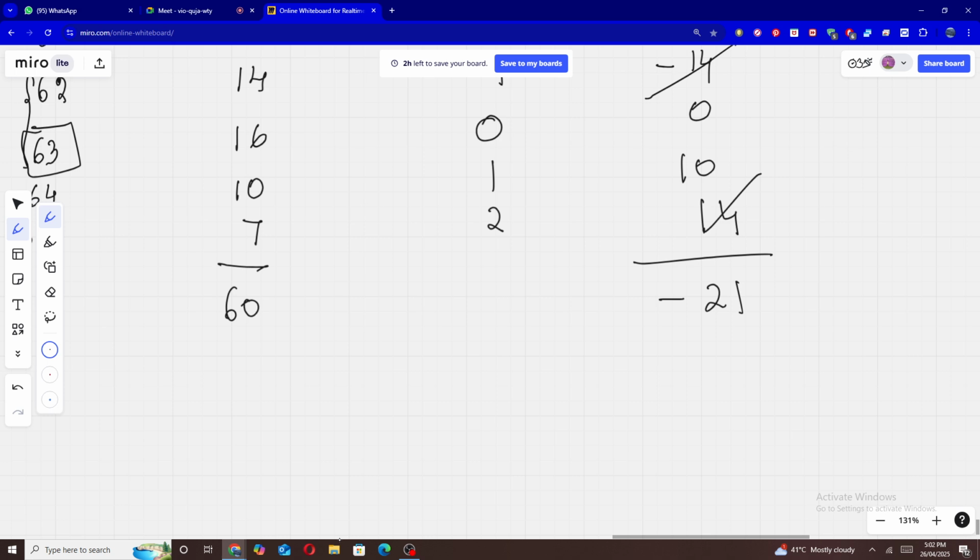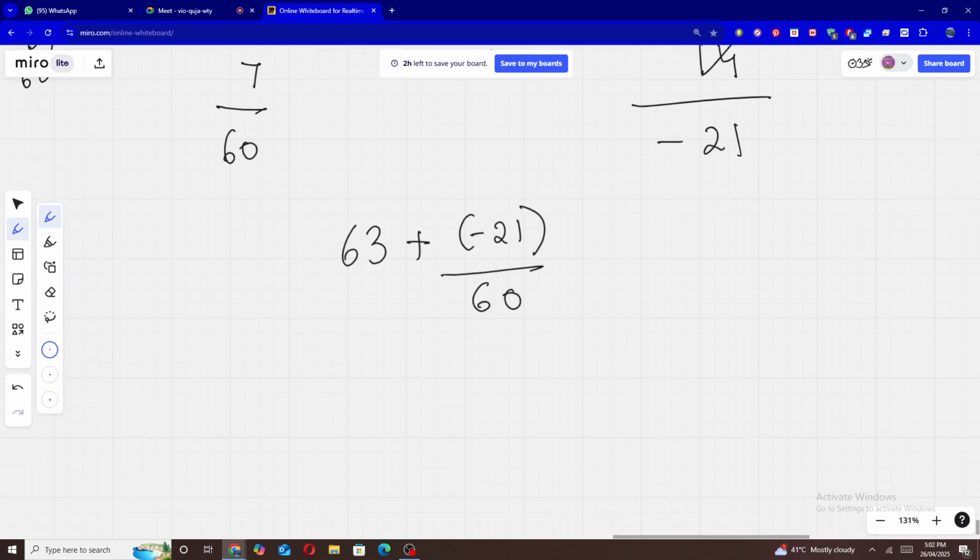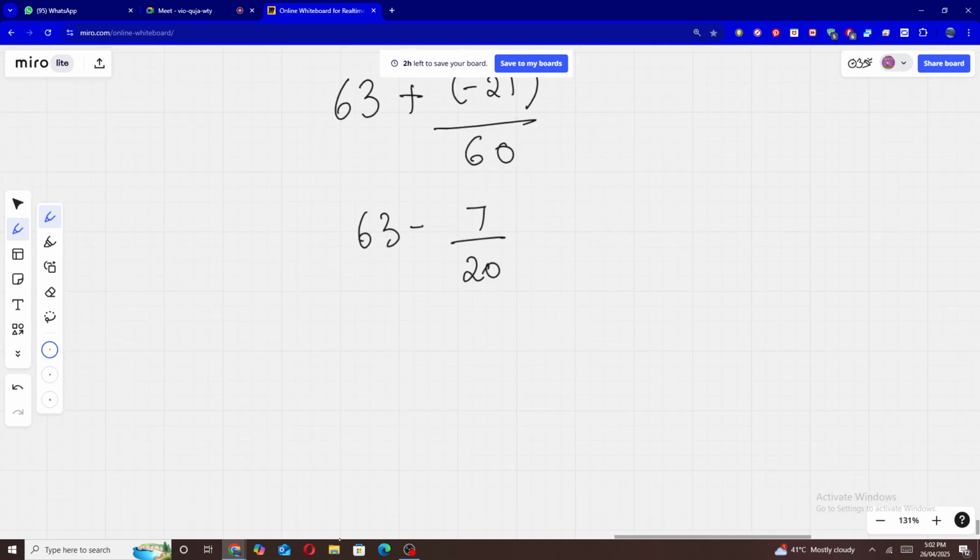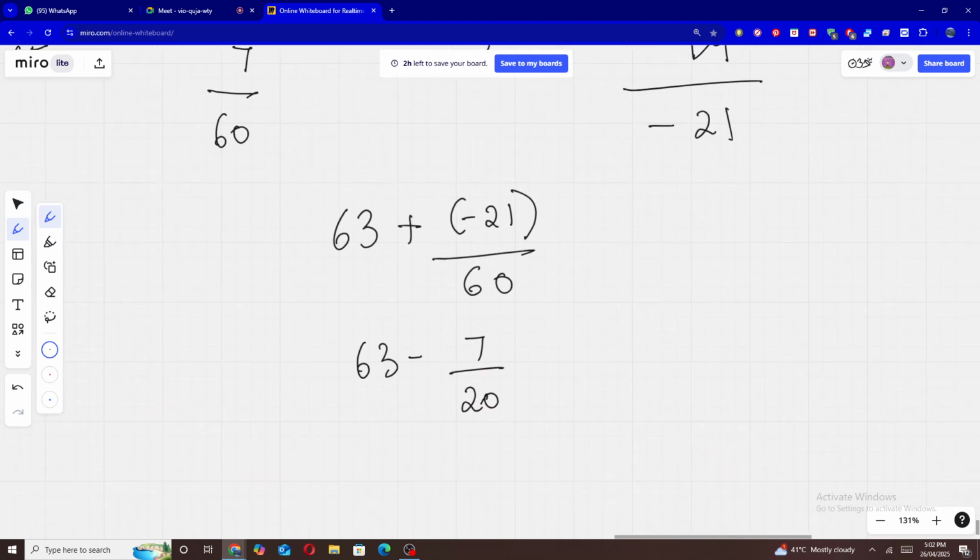So it is assumed mean 63 plus minus 21. I added this wrong. So it will be minus 21. 63 minus 7 by 20, right? Right. 7 by 20. Ma'am, can you scroll up? Let's do LCM. 20. Ma'am, can you also show 62? It's the same thing. Wait, how is it 7 by 20? Simplify 21 by 60. Okay.